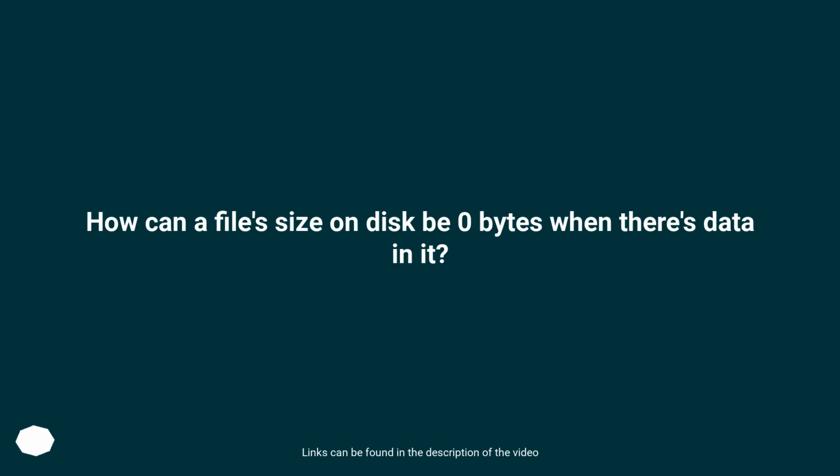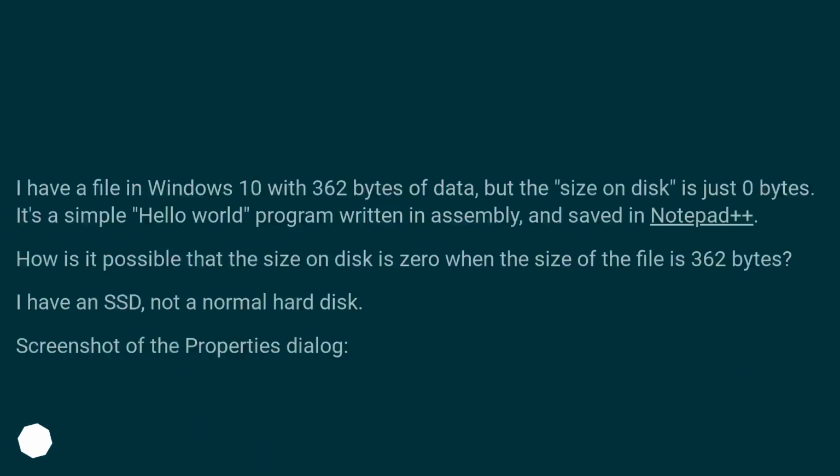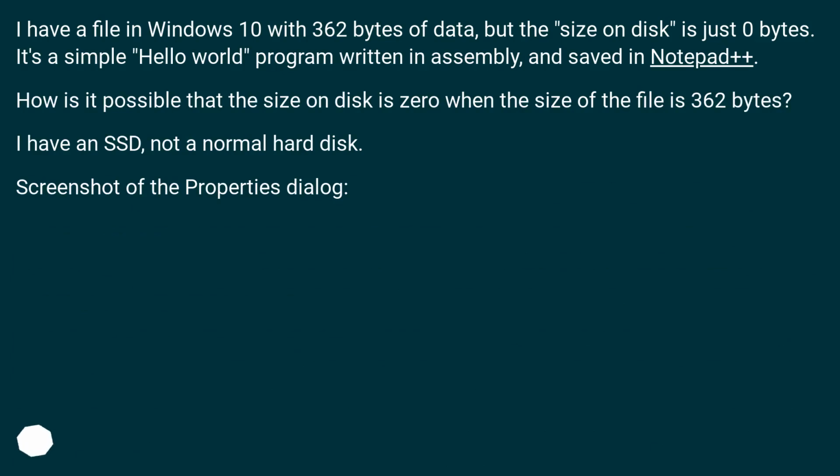How can a file's size on disk be 0 bytes when there's data in it? I have a file in Windows 10 with 362 bytes of data, but the size on disk is just 0 bytes. It's a simple Hello World program written in assembly, and saved in Notepad++. How is it possible that the size on disk is 0 when the size of the file is 362 bytes?